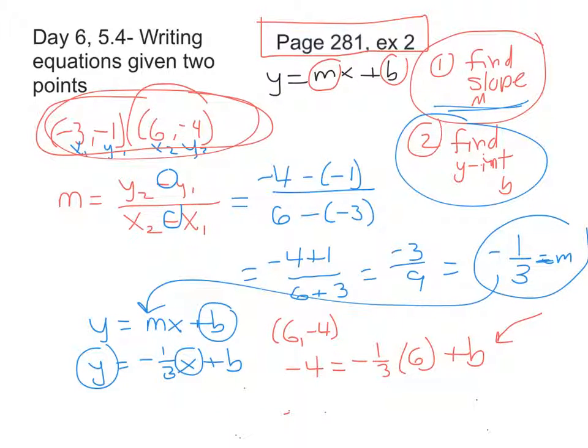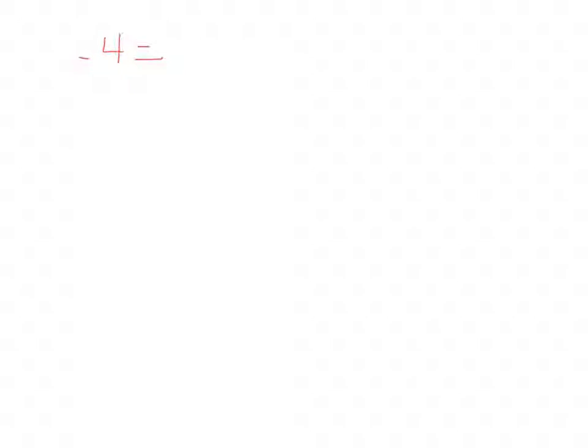I'm going to simplify by multiplying -1/3 times 6. So that's -4 equals, that's -1/3 times 6 over 1. That's 6 over 3, which is 2, and it's a negative. I'm just going to move over to my next slide and rewrite -4 equals -2 plus b. Still solving for b, I'm going to add 2 to both sides. That gives me -2 equals b.